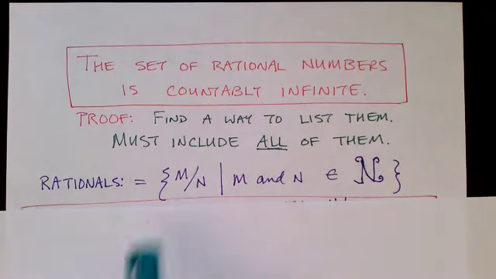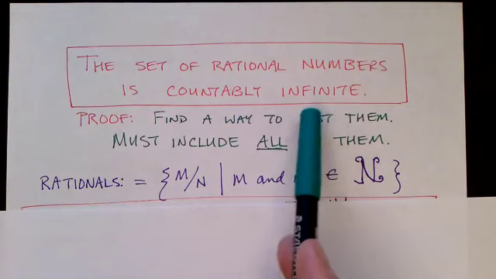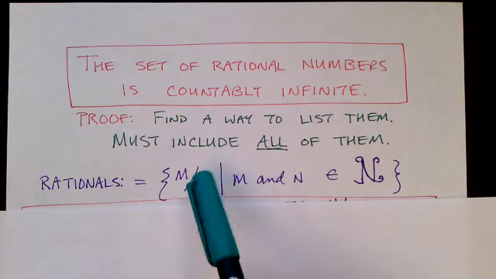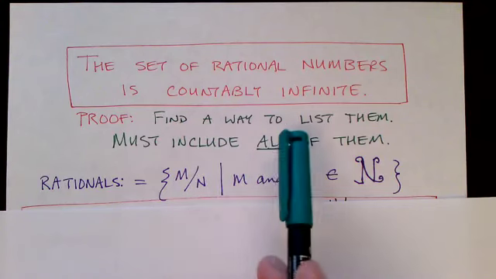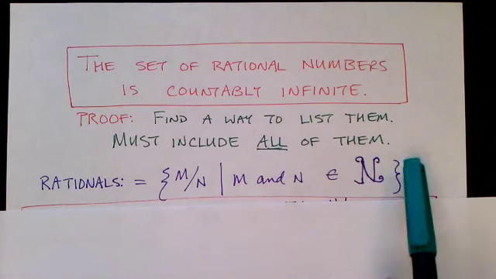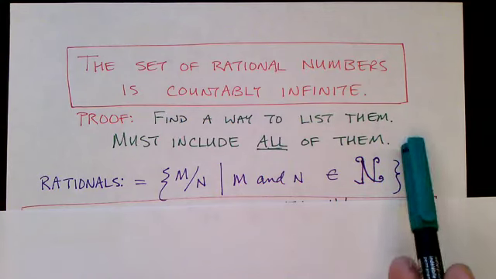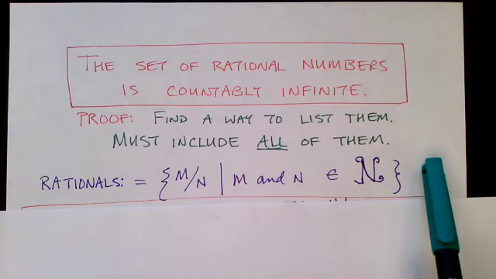I just said that the set of rational numbers is countably infinite. And in order to prove that, we need to find a way to put them into a correspondence with the set of natural numbers. In other words, we have to list them. We have to be able to create a list of every single rational number in such a way that every rational number is included.